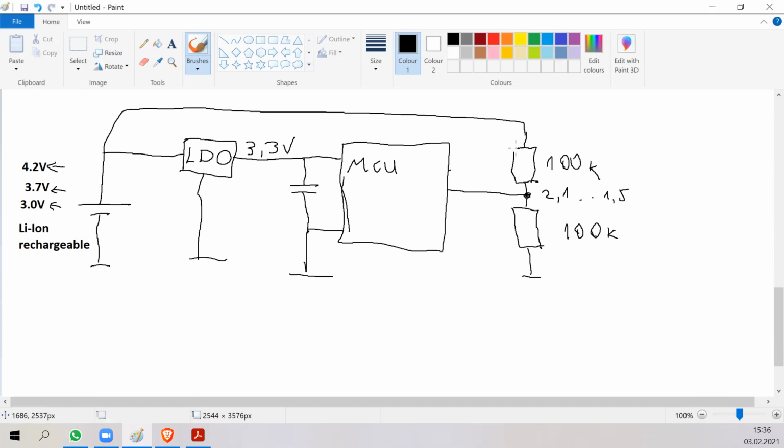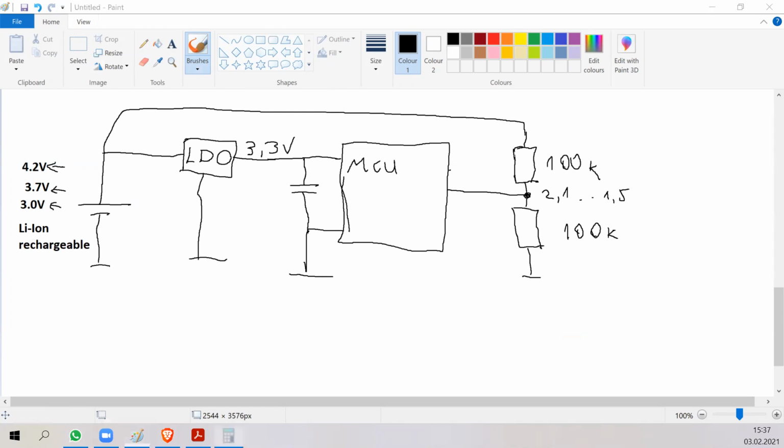But is there a disadvantage of this circuit? Theoretically, it seems okay, but practically there will be some energy lost in this process, right? Exactly. So even though it's 100 kilo ohm resistors, they actually consume some electricity, and they will discharge the battery.